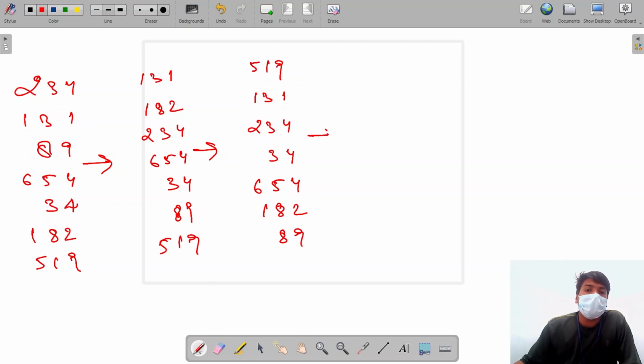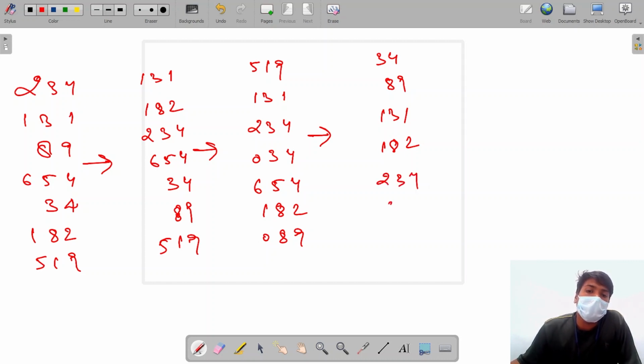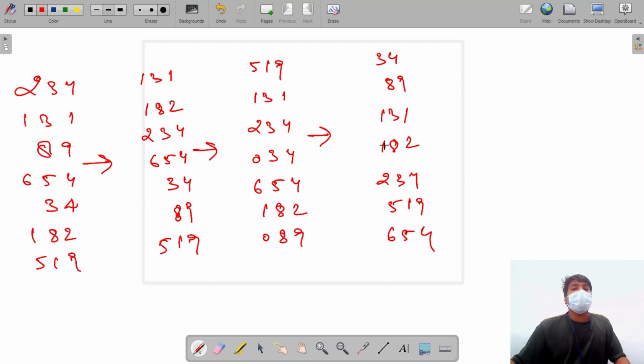Okay, so now the 100 place, let us sort it on the basis of the 100 place. 0 0 are here. So if we sort it, then 34 will come first, and then 89, okay, and then 131, then 182, and after this 2, right? 234, then 519, and then 654. So the final decision is being taken by the last place, that means the 100th place.